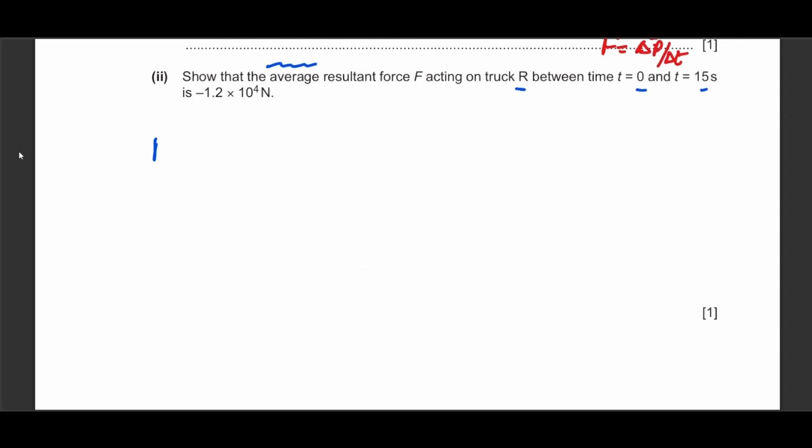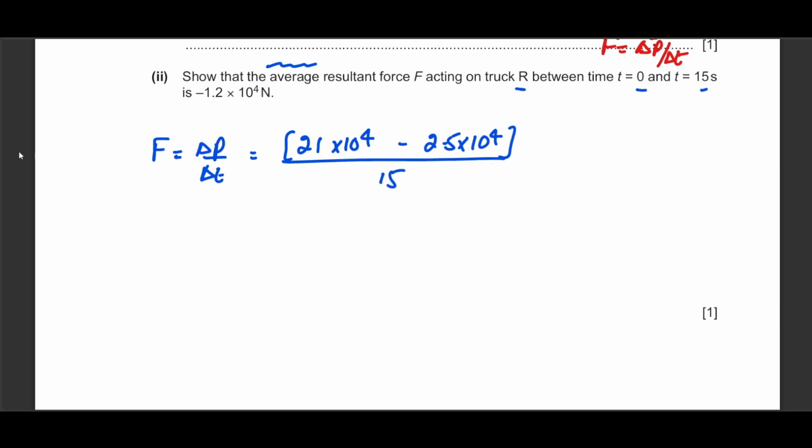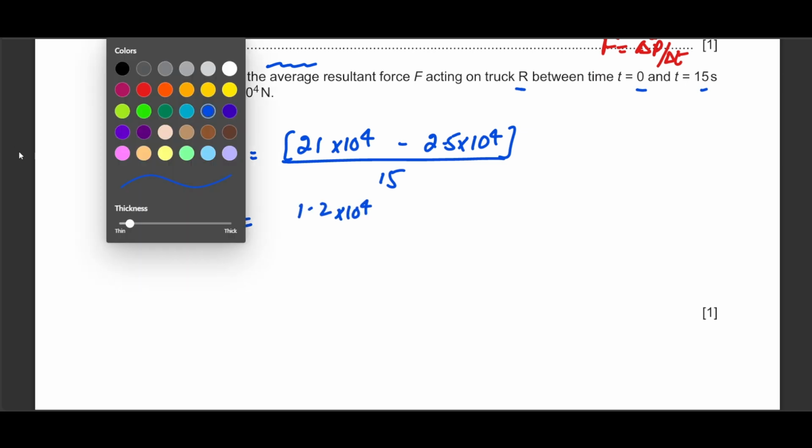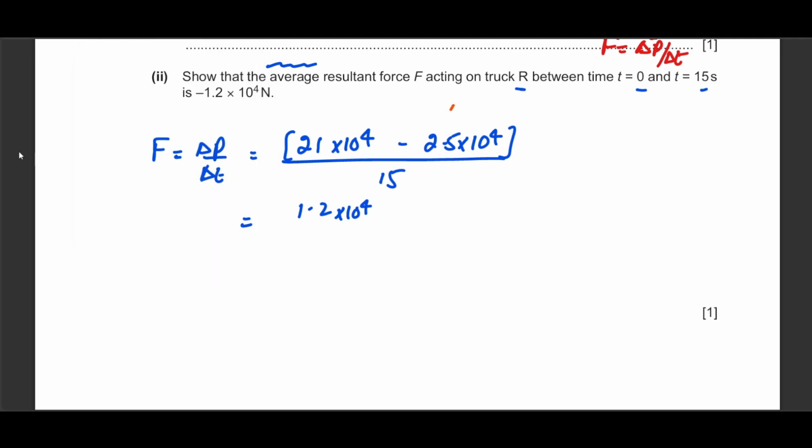So the force is equal to change in momentum divided by change in time, which will become 21 into 10 raised to power 4 minus 2.5 into 10 raised to power 4, whole divided by 15. When you do this, your final answer comes out as 1.2 into 10 raised to power 4. Now, please be advised that since we're looking for the change, this was your final momentum and this was your initial momentum. What I've done is I forgot to exchange their positions. That's why we're missing a negative sign.